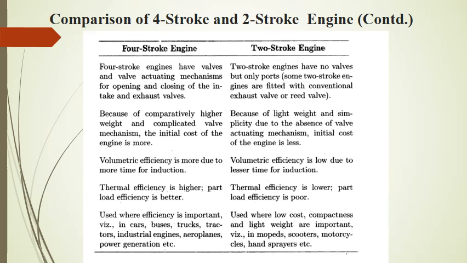In the case of four-stroke engine, volumetric efficiency is more due to more time of induction. Because we are having the entire operation to be carried out in 720 degrees of crank travel, whereas in the case of two-stroke engine, volumetric efficiency is low due to lesser time of induction, because here all the processes are to be covered up in just one revolution, that is 360 degrees of crank travel. Thermal efficiency is higher for 4-stroke engines, whereas thermal efficiency is lower in the case of 2-stroke engine.